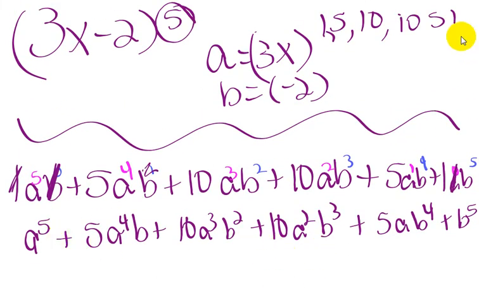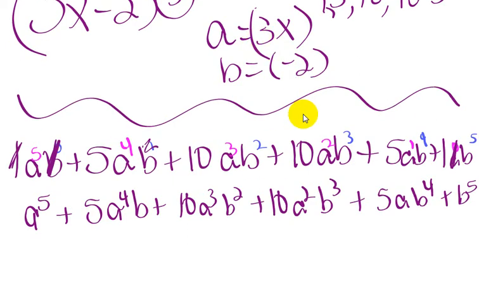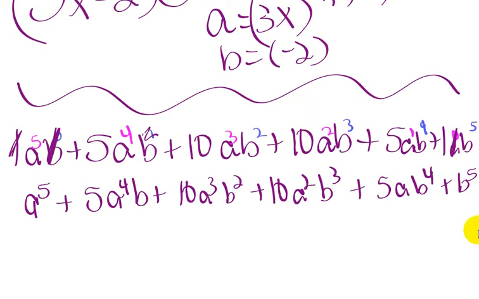Now I'm going to substitute 3x for a and negative 2 for b. And the way I like to do this is just write underneath. So if a is 3x, I'm going to write 3x under all my a's. And you don't have to do it this way. Do what works for you. And under all my b's, I'm going to write a -2, and it's going in parentheses because it's got a sign.